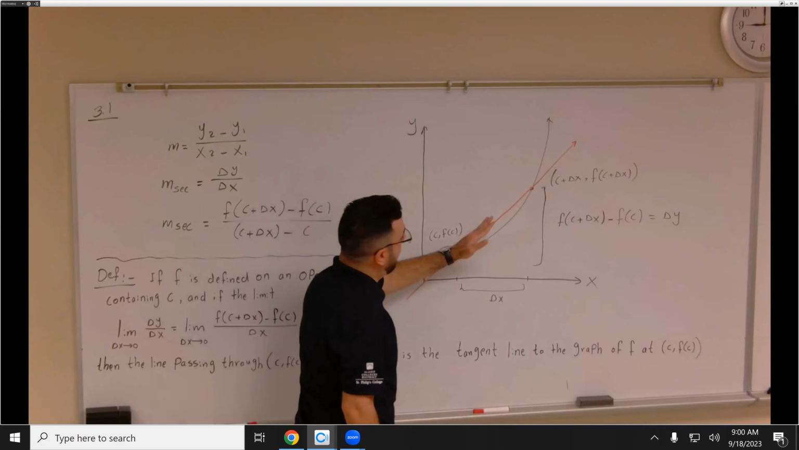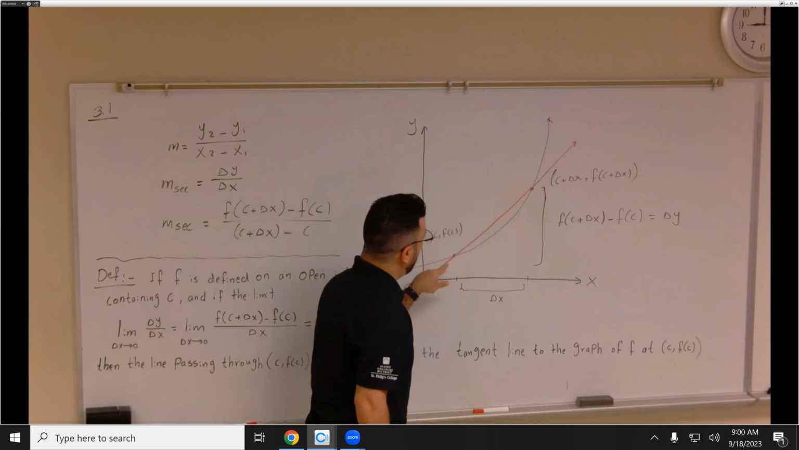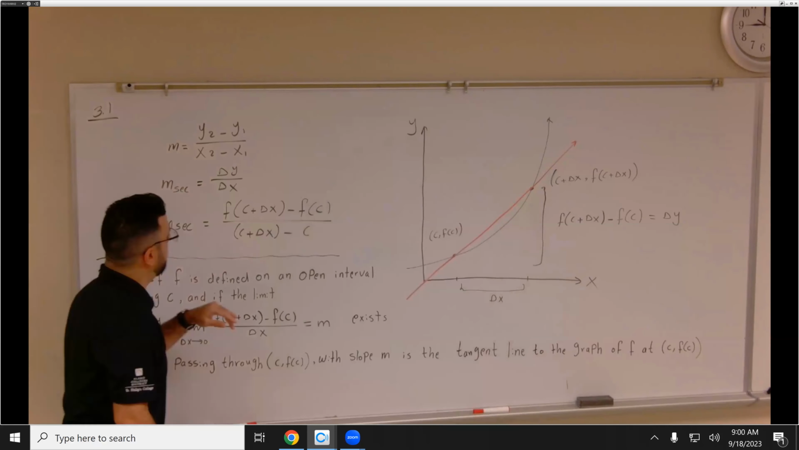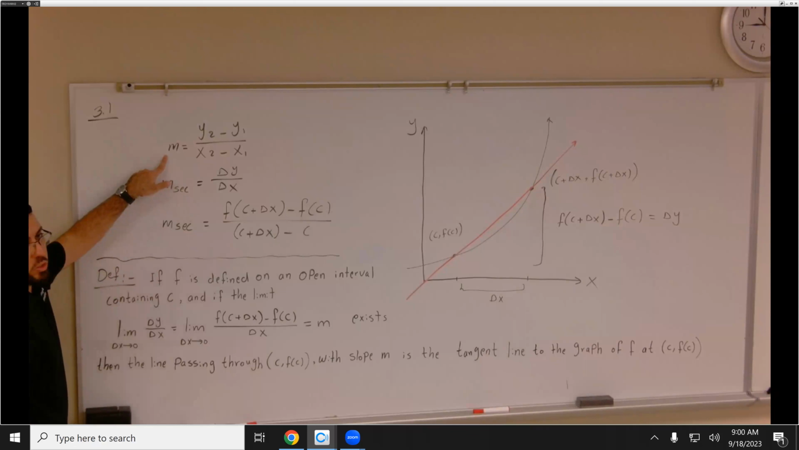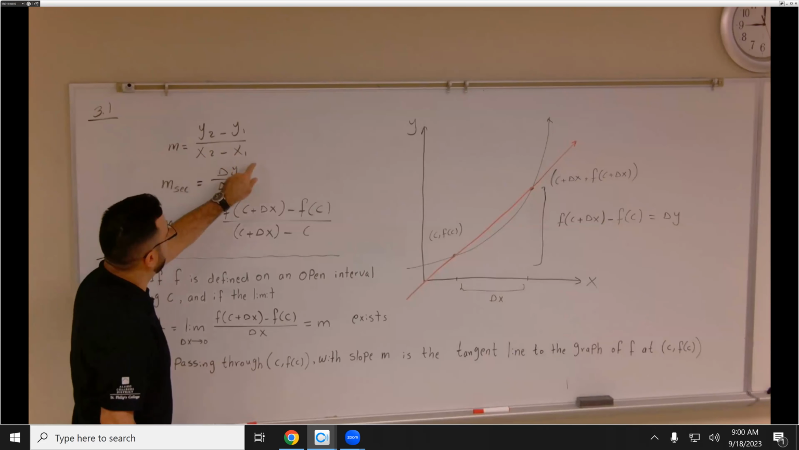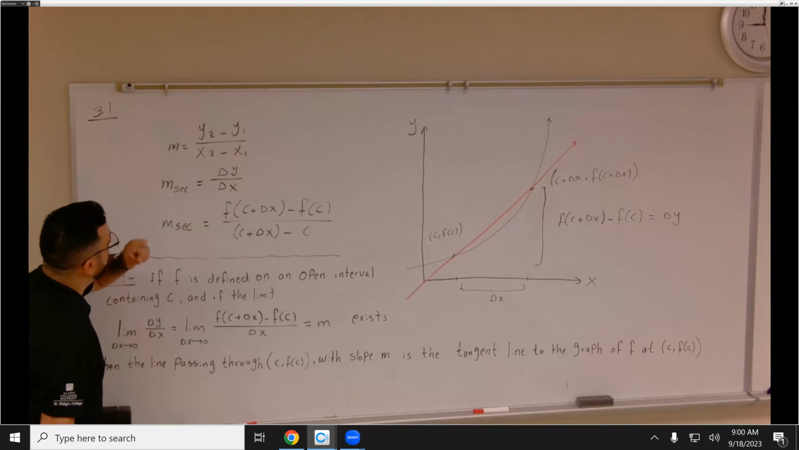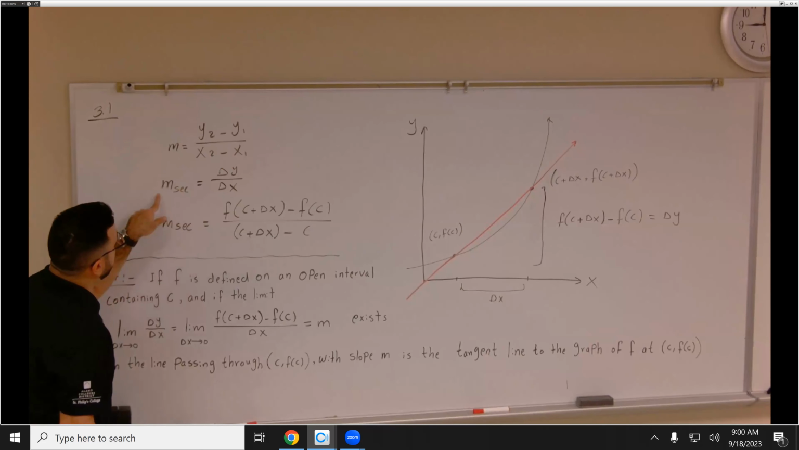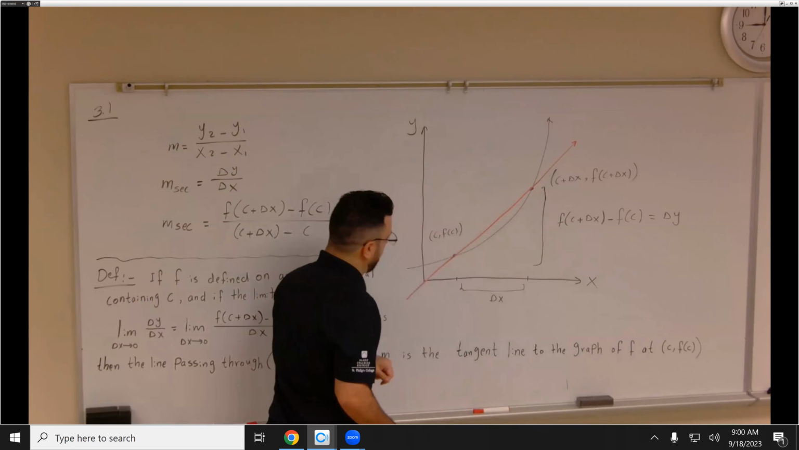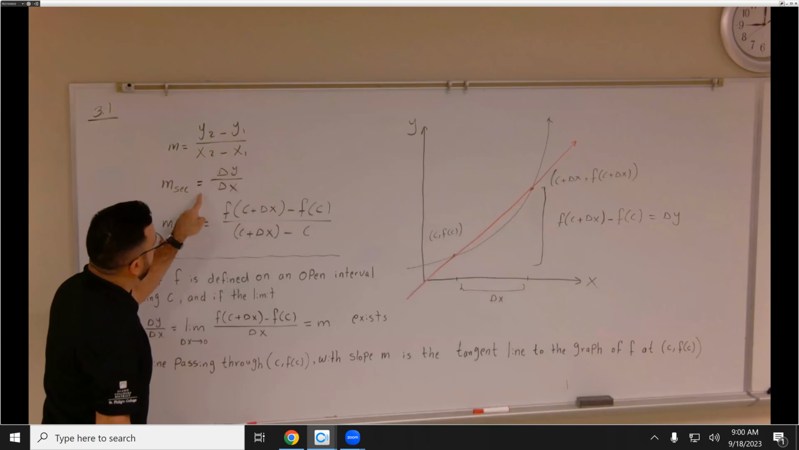So now we have a line. Our goal is to find the slope for this line. This is just the first step. We already know the slope formula is y2 minus y1 over x2 minus x1, which is the slope for the secant line. Here's our secant line, and the tangent line is going to be here, which is delta y over delta x.